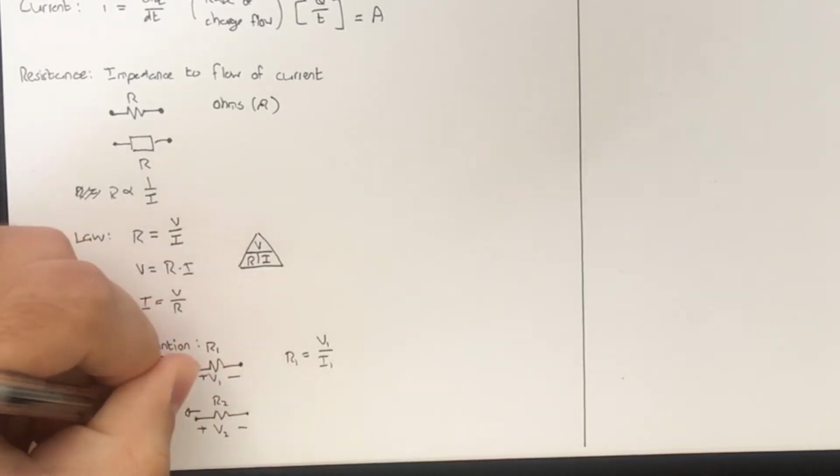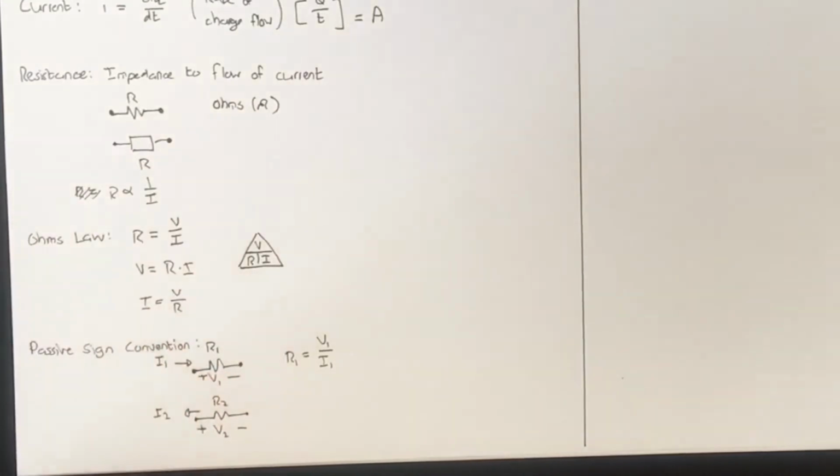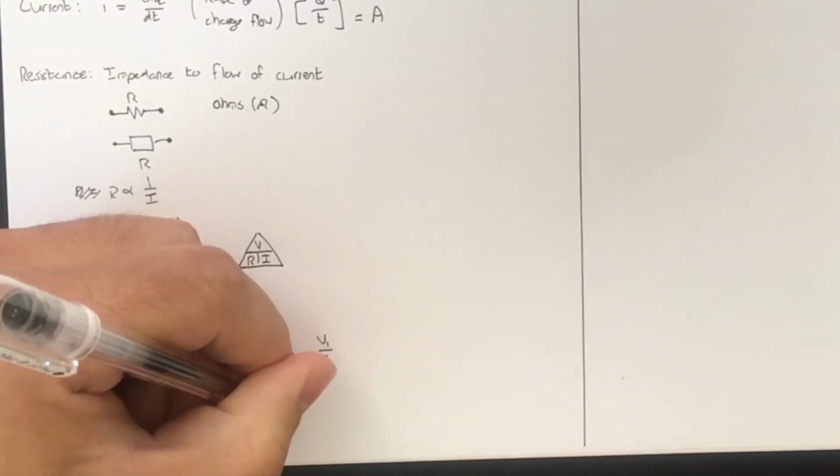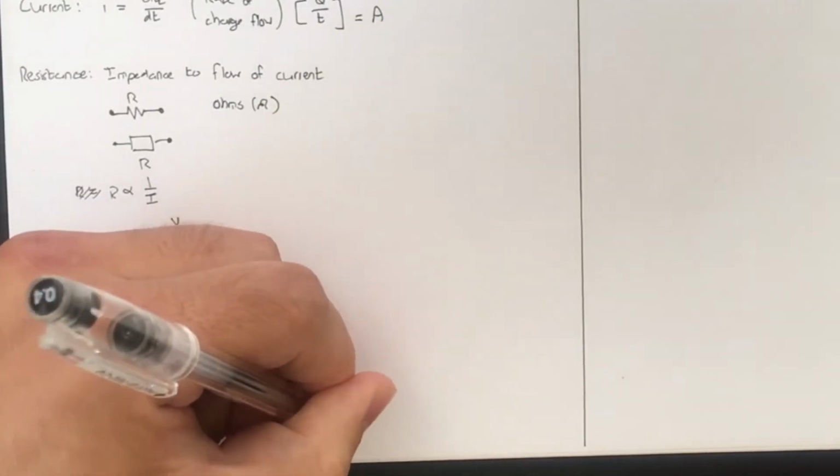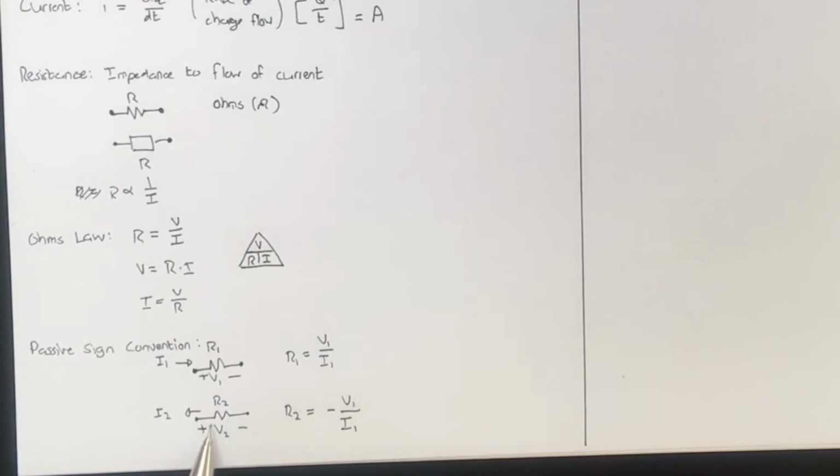However, if we define I2 flowing in the opposite direction out of the positive terminal of R2, then we have to denote Ohm's law in a different manner. This just standardizes that if this element is absorbing power, which it always will, then we want a positive resistance value, given that the current's flowing in a certain direction.